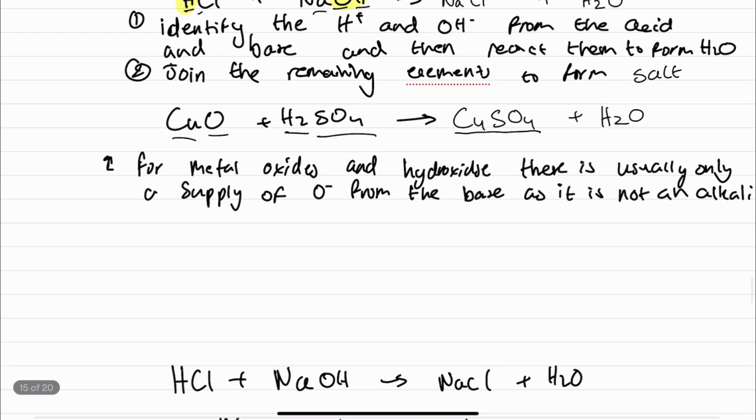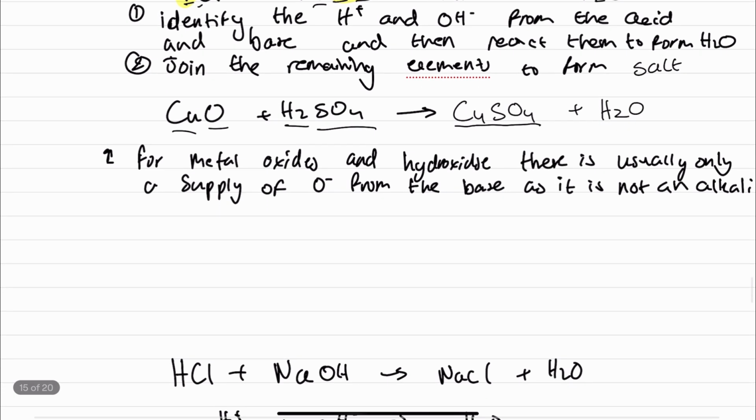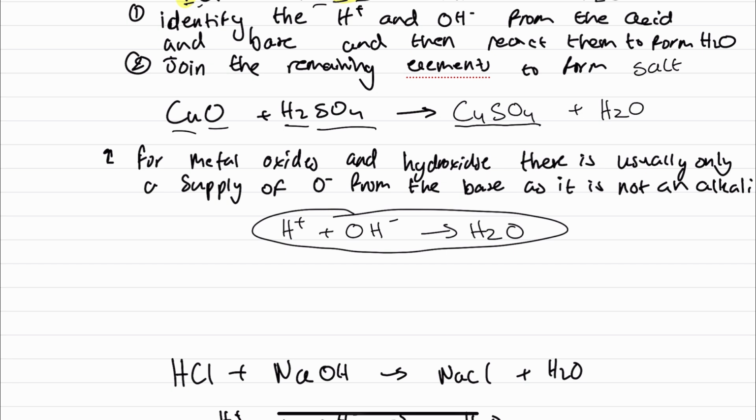Now, looking at these reactions in terms of OH- and H+, we can see that the ionic equation for a neutralization reaction will always be H+ plus OH- goes to H2O. This will always be the ionic equation for a neutralization reaction.